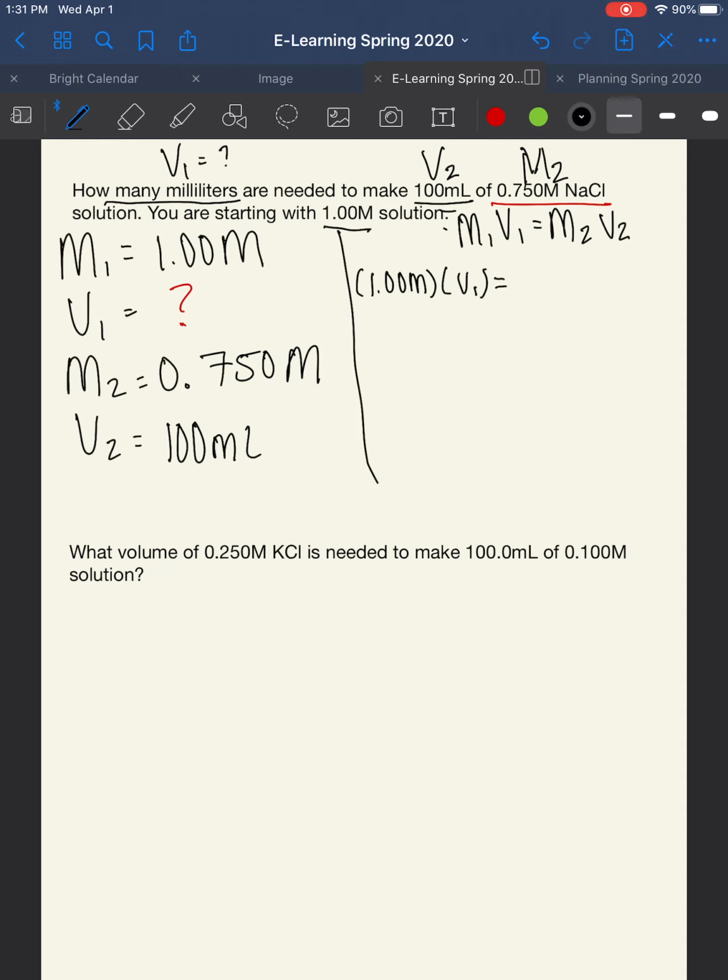So I'm going to leave it as V1, my variable, is equal to M2, which is 0.750 molar, times my V2, which is 100 mLs. We're running out of space. In order to solve for my unknown, we're going to be using a little bit of math.